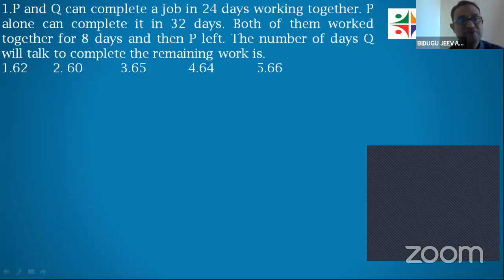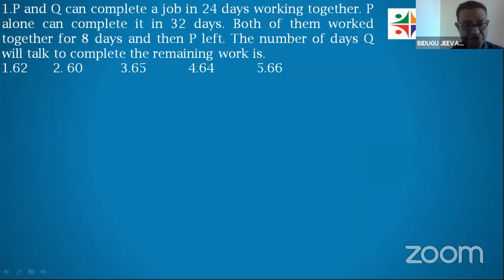P and Q can complete a job in 24 days working together. The sentence is given very clearly. P and Q do a job in 24 days. Wonderful. P alone can do it in 32 days. P alone in 32 days. Great. Both of them worked together for 8 days and then P left.